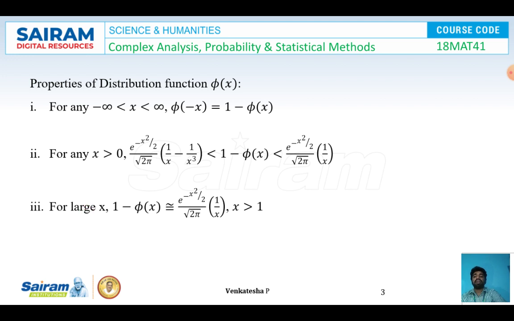Property number 3, for large values of x, that is for x greater than 1, 1 minus Φ(x) will be approximately equal to (e^(-x²/2)/√(2π)) (1/x).